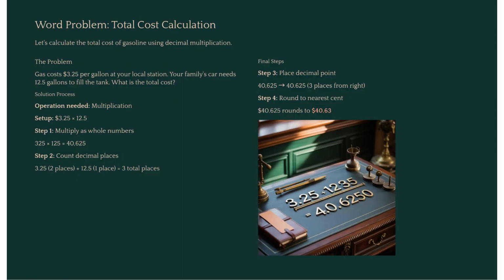Let's calculate a total cost for word problem 3. Gas costs $3.25 per gallon, and you buy 12.5 gallons. We multiply 3.25 times 12.5. We multiply the whole numbers and then count the decimal places. 3.25 has 2 and 12.5 has 1, for a total of 3 places. The final answer is $40.63, rounded to the nearest penny.